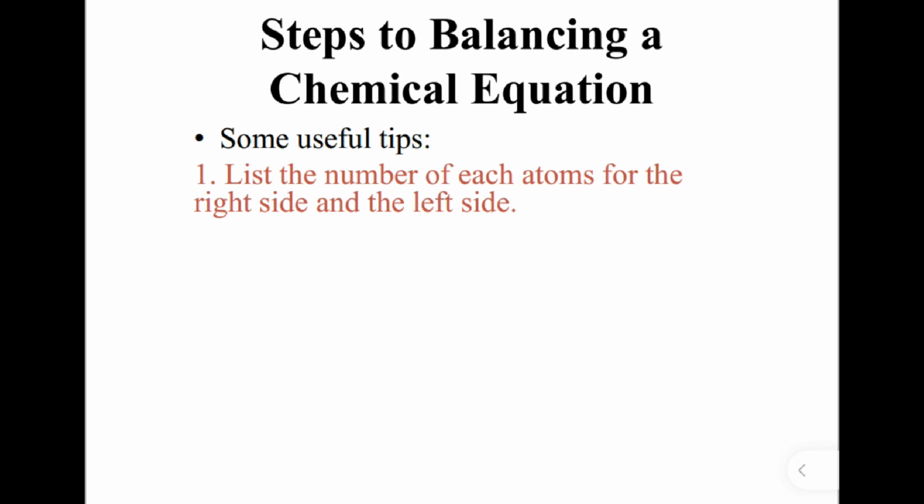አንዳንድ ጠቃሚ ምክሮችን እሰጣችኋለሁ ማለት ነው። So የመጀመሪያው list the number of each atom for the right side and the left side. ስለዚህ ምን ማለት ነው?